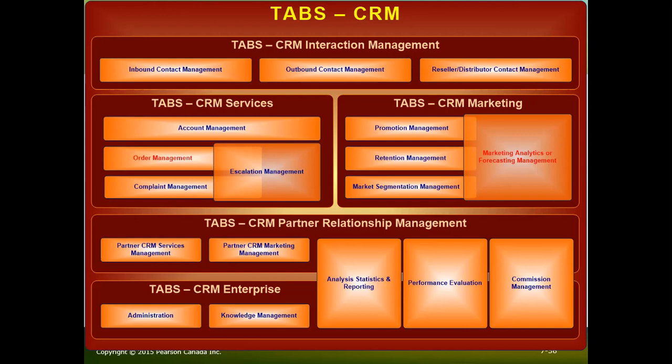It's a big implementation. And there's what you call the CRM interaction management, which is made of inbound contact management, outbound contact management, and resellers and distributors contact. You always have resellers and distributors, so they have contact management also. And then you have the CRM services: account management, order management, complaint management, and there is some kind of an escalation to the system, where you can escalate internally, or it will escalate automatically if there is no response to a complaint. And then you have the marketing part, which is promotion management, retention, how you keep the old customers, and market segmentation.